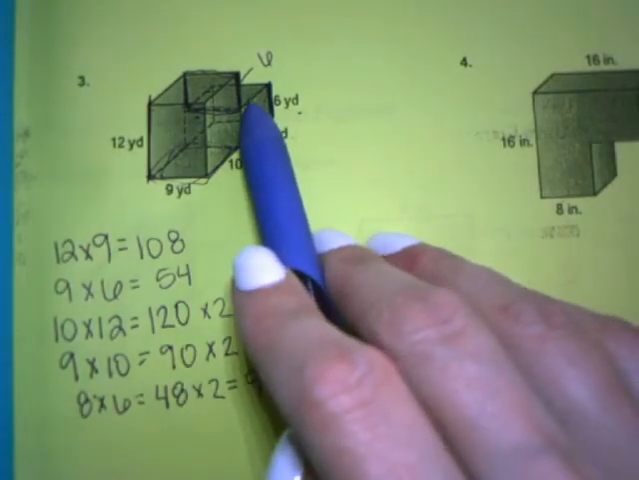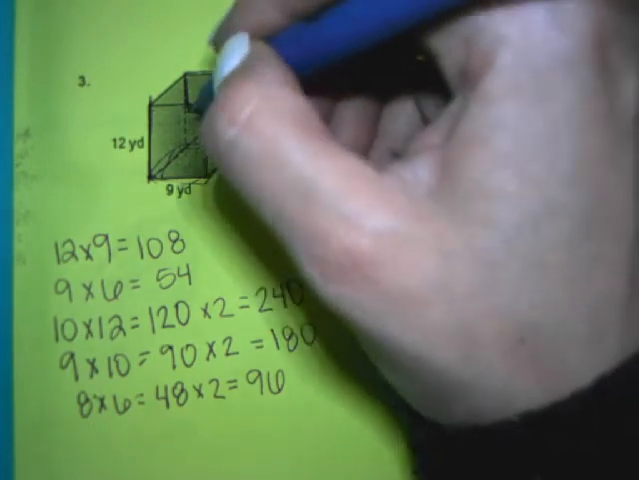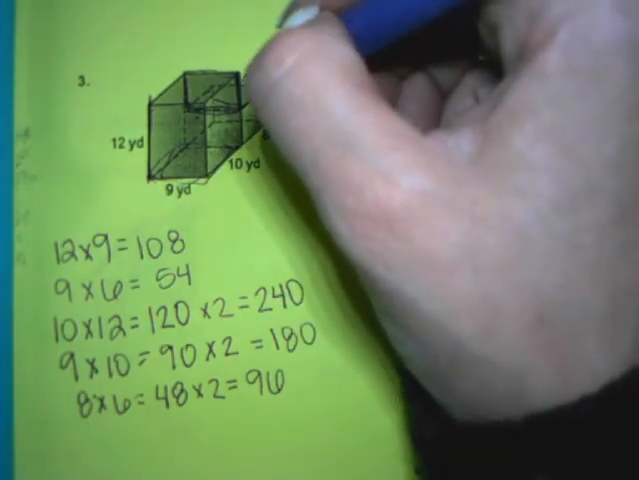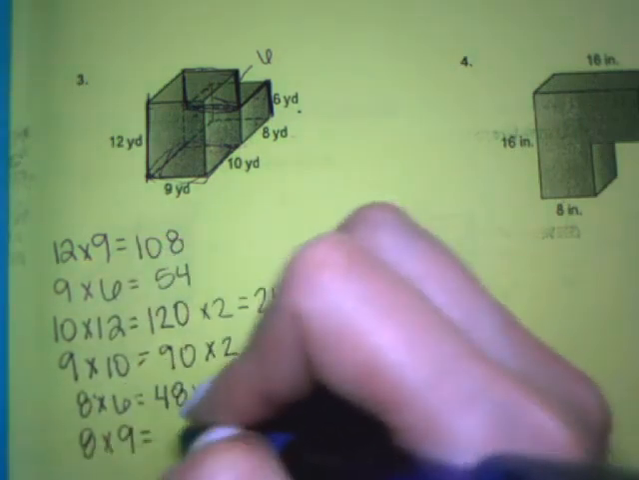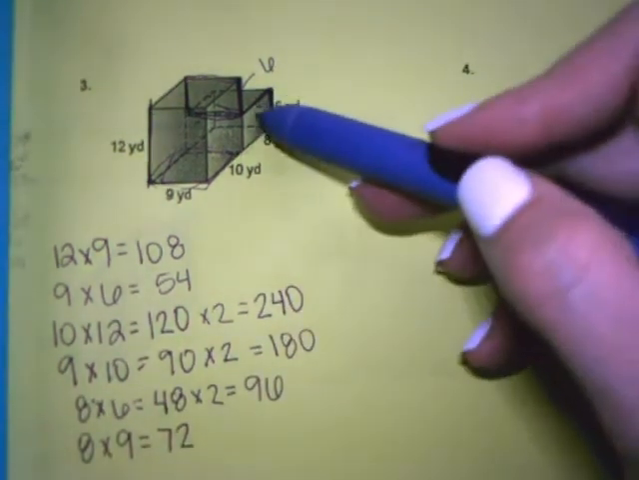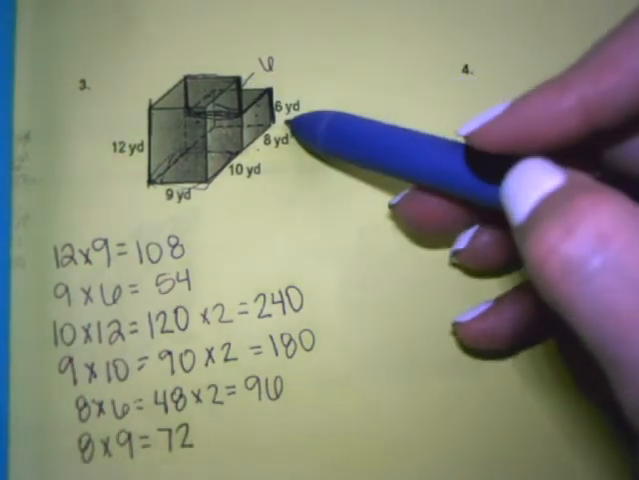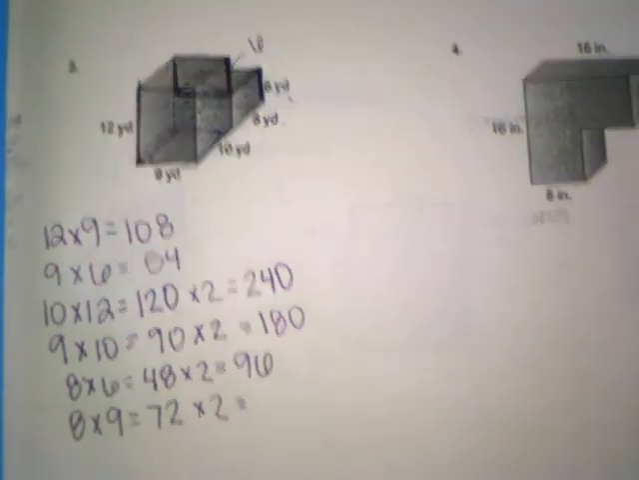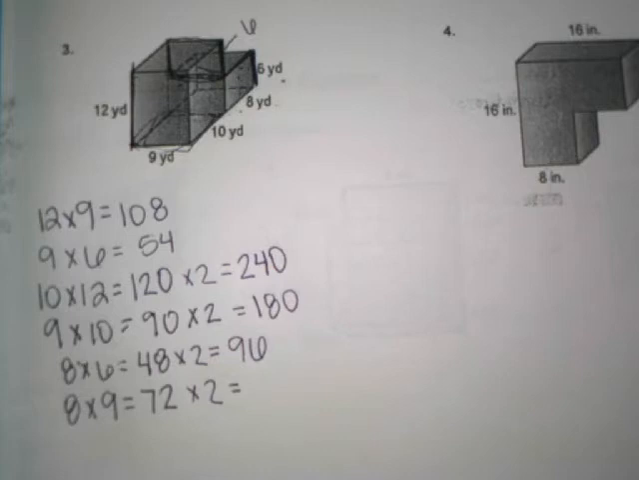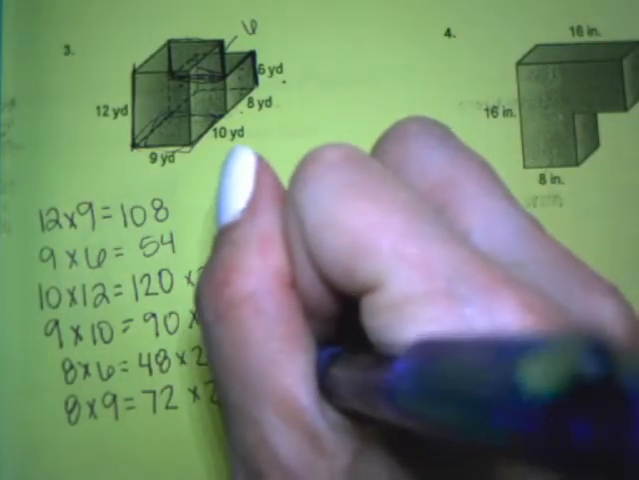What about the top? How do I find the area of the top? Sorry, what am I multiplying together? 8 times 9. And what's 8 times 9? Is the top the same as the bottom? Is top and bottom the same? So what do I multiply that by? 72 times 2 is? Okay, so we did side and side, top and bottom.